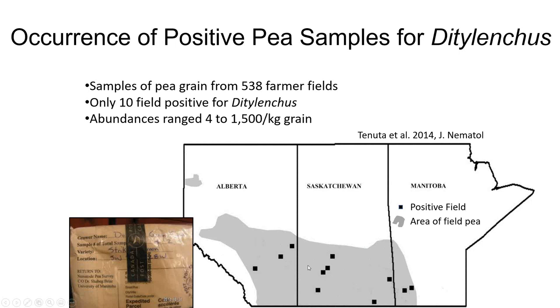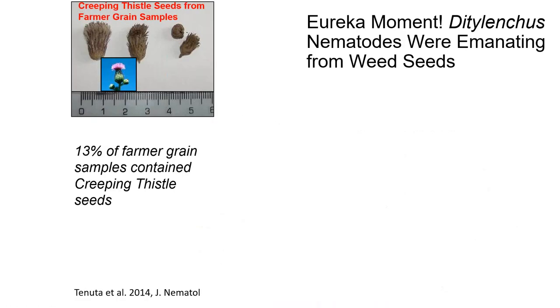I kind of concluded that it was just generally within the pea growing area that this nematode was being found. I was hoping that it would be something in the rotation or something about the soils or the climate, but it didn't seem to be the case. But my students did notice something when they had thistle heads in the grain samples from farmers.